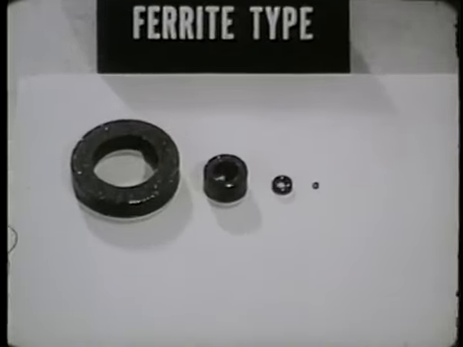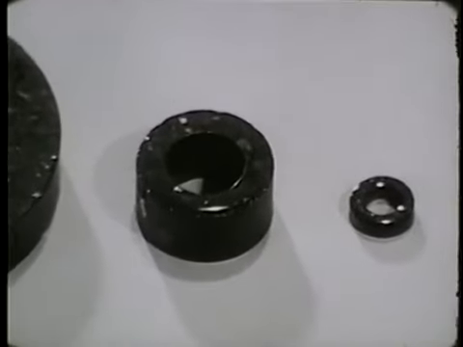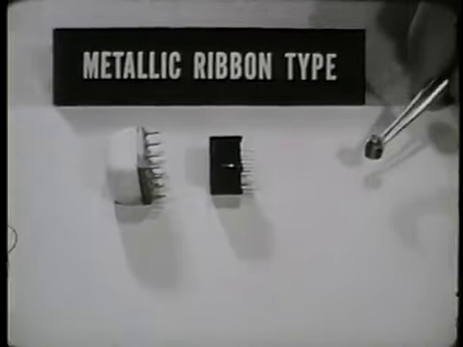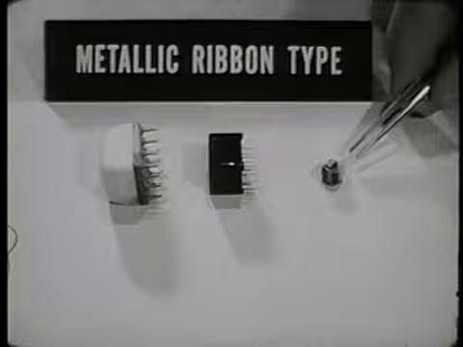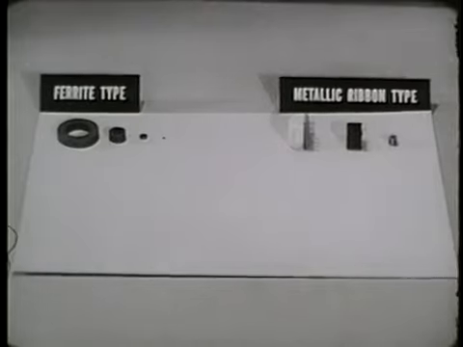The ferrite type of core is molded from compounds that magnetize easily and is used to provide data processing systems with their memories. The metallic ribbon type consists of a non-magnetic spool wound with a thin ribbon of highly magnetic alloy. This type is used in operating circuits of ADP systems. Both types of magnetic cores are remarkably adaptable to the language of data processing.